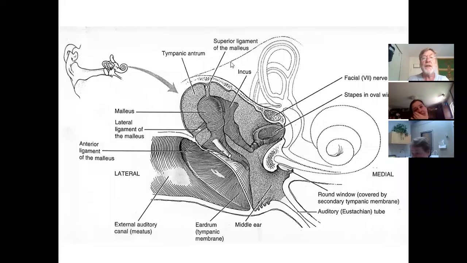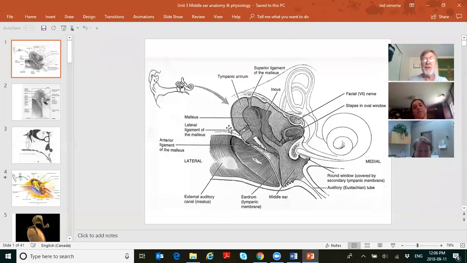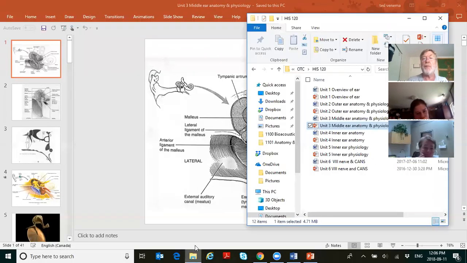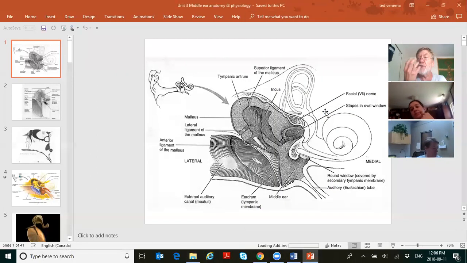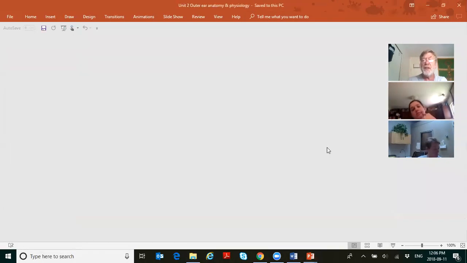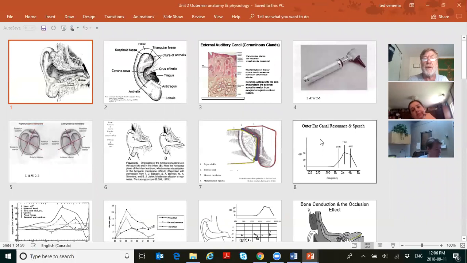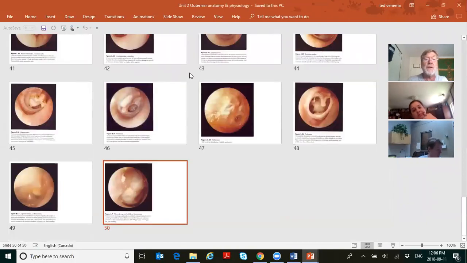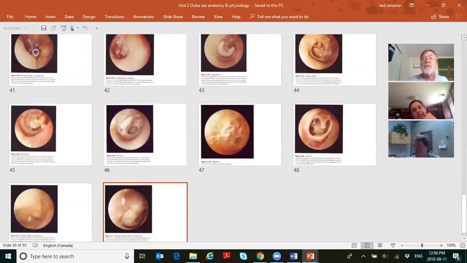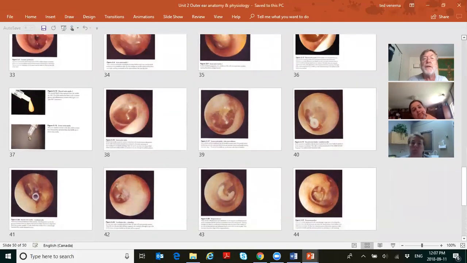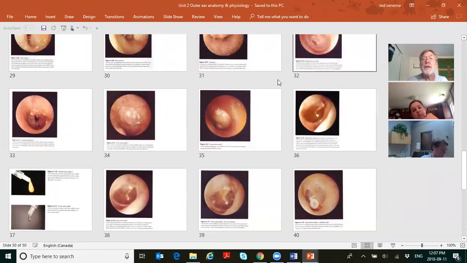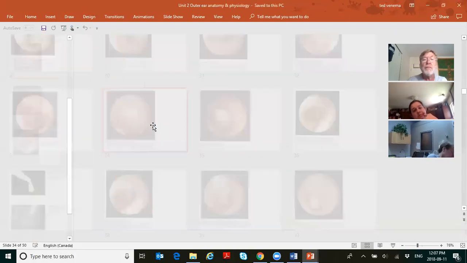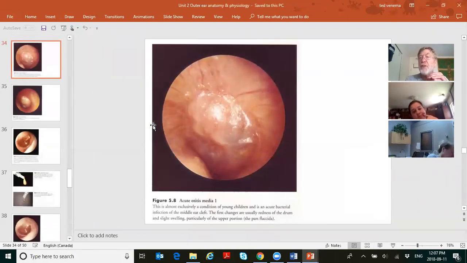Bear with me, because I think I'm going to pull up that PowerPoint so we can see it. Outer ear anatomy and physiology. I'm going to pull up that PowerPoint so you get a real healthy imagination of what this looks like. I'm going to go way down to the end. Okay, we'll go up a touch over here. There you go. There you go. There's a bulged eardrum. Okay, so look at this sucker.